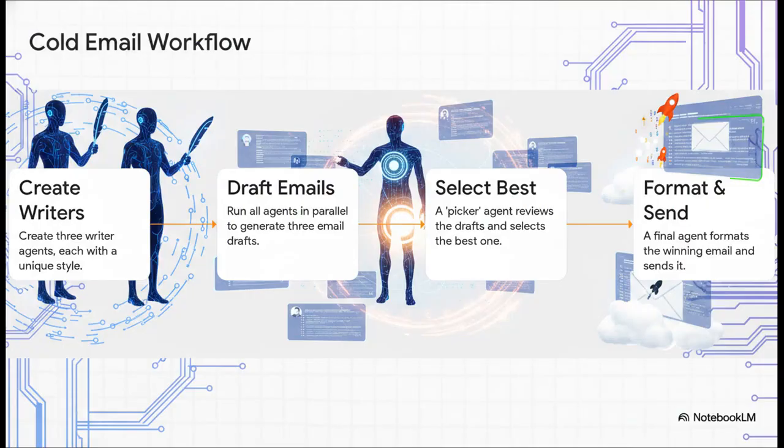So the whole workflow here is kind of like an automated writer's room. It's built around this really powerful idea: generate a bunch of options, then pick the best one. So first, it creates 3 different writer agents to draft emails all at the same time. Then a manager agent swoops in to act as the editor and pick the best draft. And finally, another agent preps and sends the winning email.